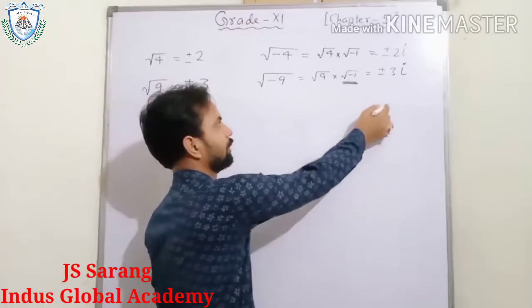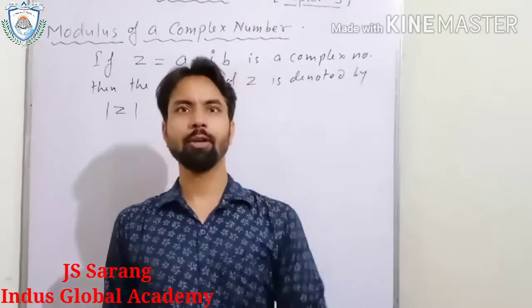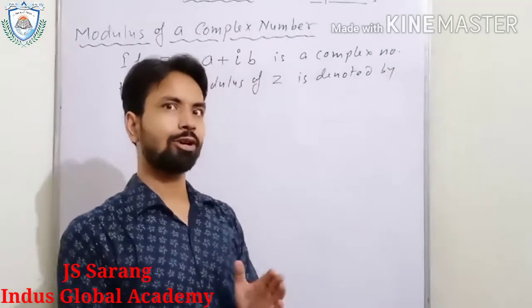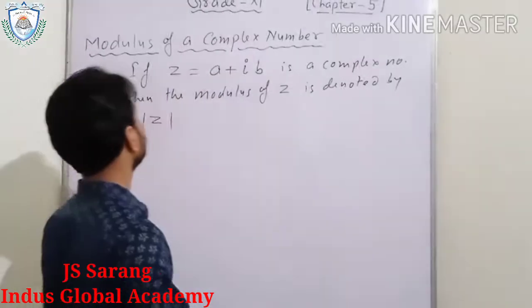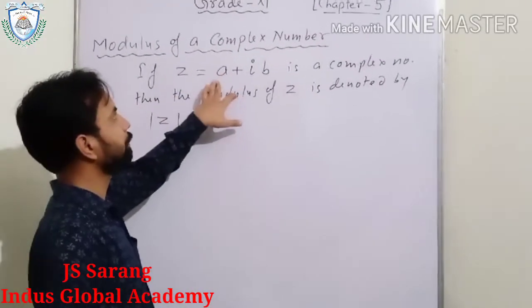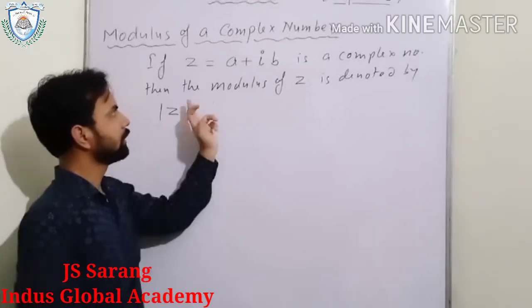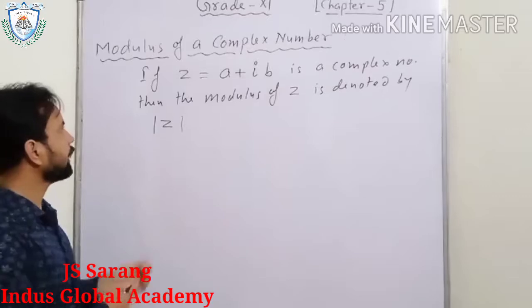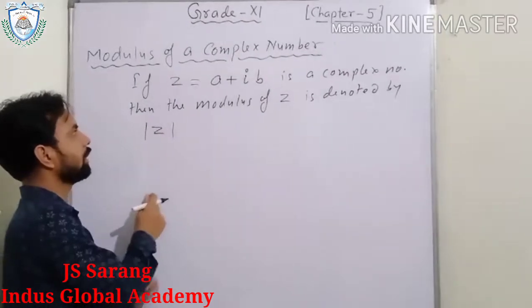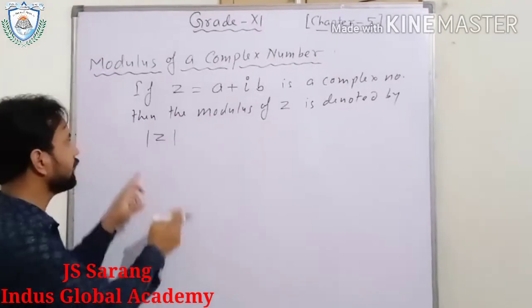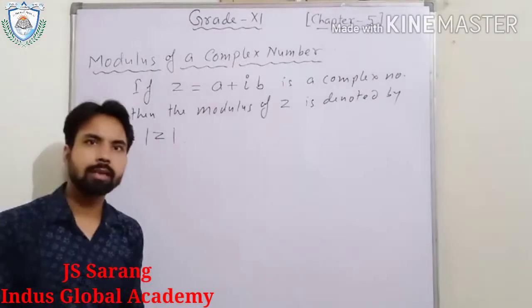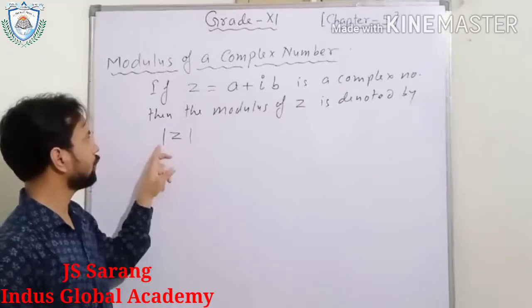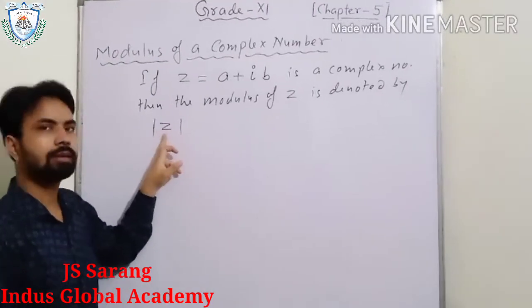Understood? Good. Now we will discuss another topic of this chapter, modulus of a complex number. So what is the modulus of a complex number? See, if z is equal to a plus ib is a complex number, then the modulus of z is denoted by this. Here there are two vertical lines, in between there is z. These vertical lines are the symbol of modulus. So this is known as modulus of z.